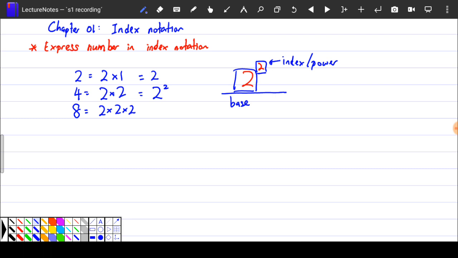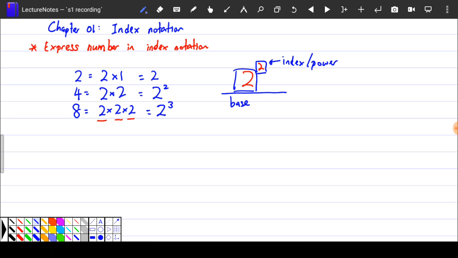Now make a guess what happens when I have 2 times 2 times 2. Very good. You know that you can write this as 2 to the power of 3, or we say that the index of 2 is 3. Now as to make it simple, we will read it as the first part, which is 2 to the power of something, 3 to the power of something.